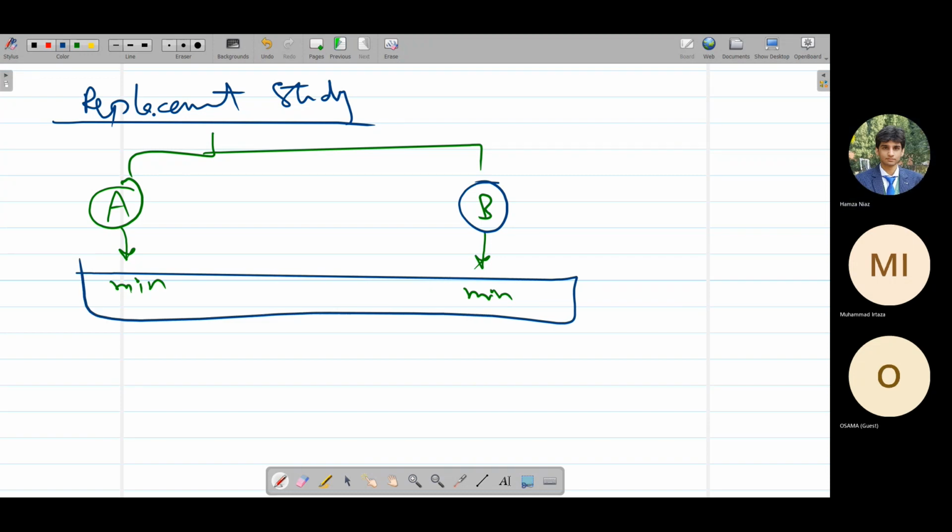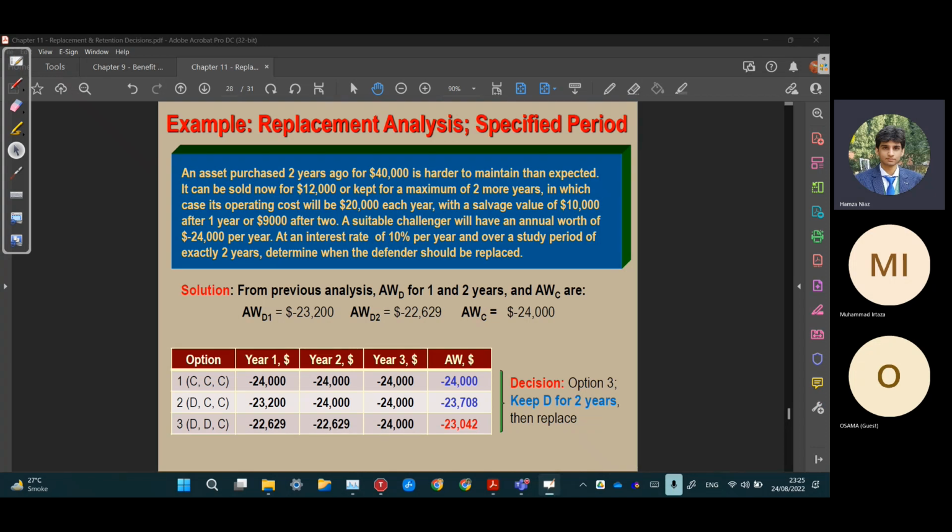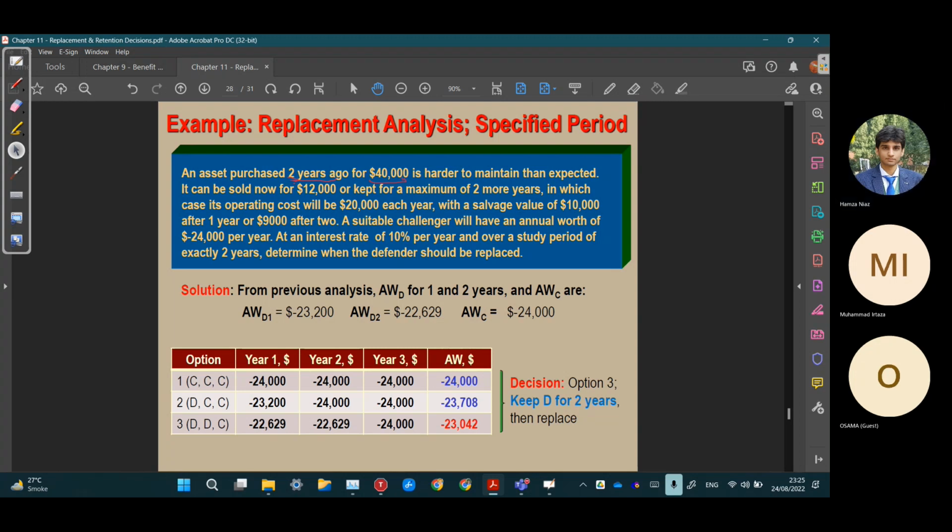For example, if we look at this example, they're saying that an asset was purchased 2 years ago for 40,000. It's history, so we can ignore this value, this line. It does not do anything. We do not need any information that was in previous years. If they are saying 4 years ago, 10 years ago, something like that, just ignore the value because we do not need that. We only need the current value.